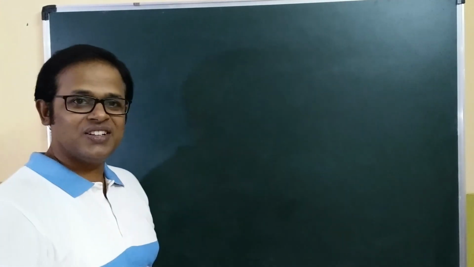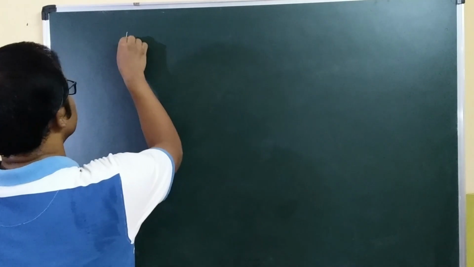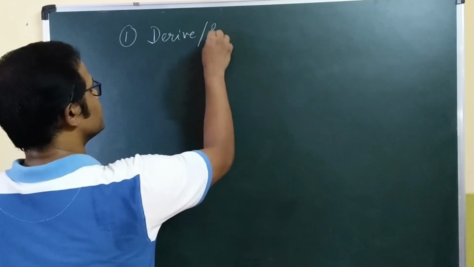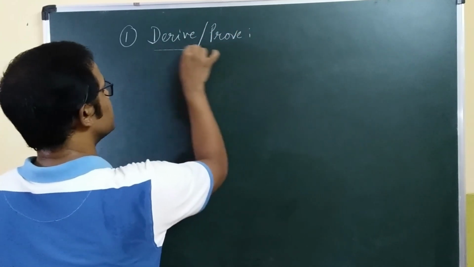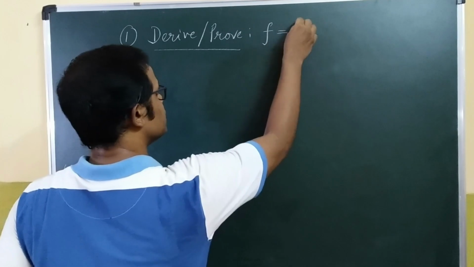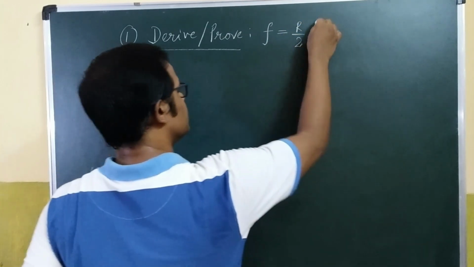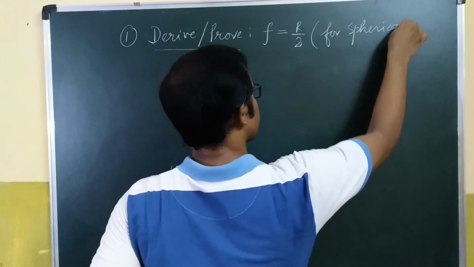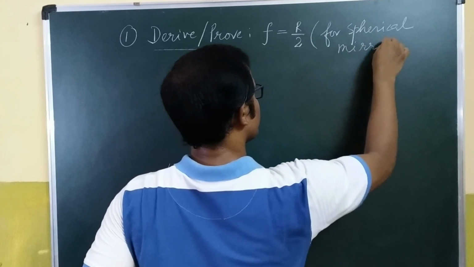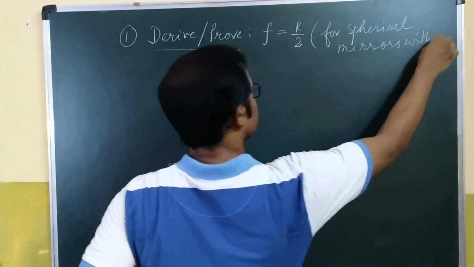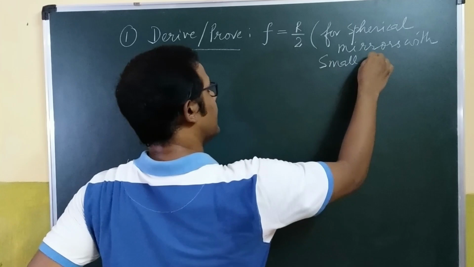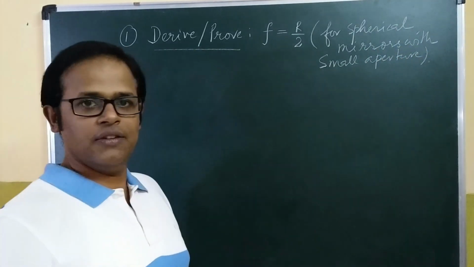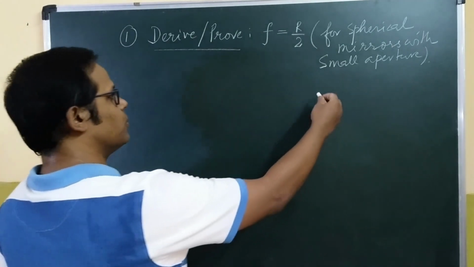Now we'll show the proof for the first equation. I will write it here. Derive, or you can say prove, that for spherical mirrors with small apertures, f equals r by 2. This relation is very, very helpful and very correct. Let me show you how to get it.